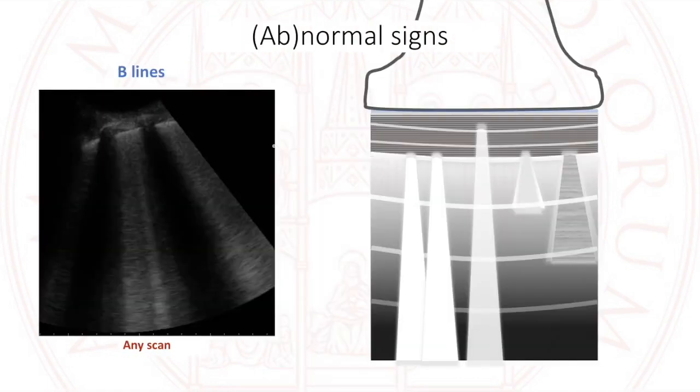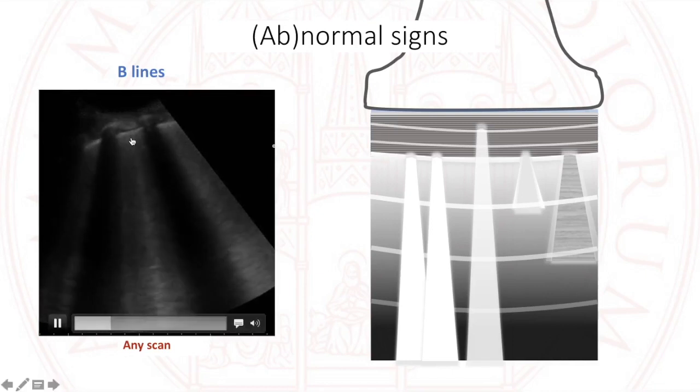Now, moving on to some other artifacts which are of crucial importance in lung ultrasound, which are the B lines. You see here these beams starting from the pleural line and going all over to the bottom of the screen. These are called the B lines. They are hyperechoic and they cover basically everything which is beneath them, including A lines.